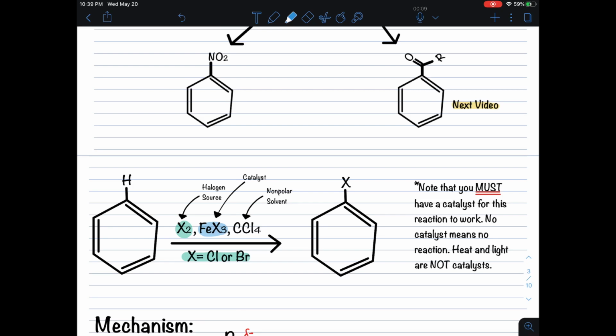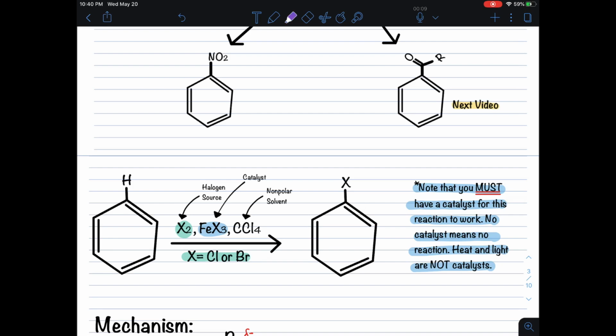Now, there has to be a catalyst. This catalyst is essential. Without the catalyst, there would be no reaction. And it's really important that you understand that heat and light are not catalysts. It has to be FeX3 or AlX3. And the reason why it's so important is because it's going to help us generate the electrophile. And this will all make sense once we take a look at the mechanism, but this catalyst is essential.